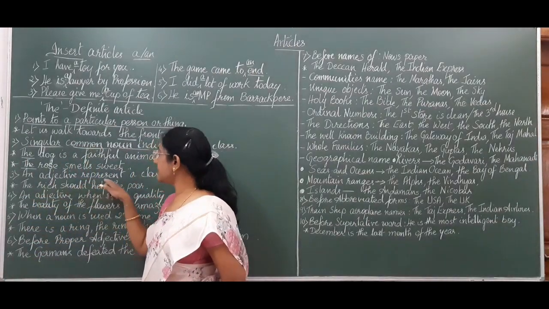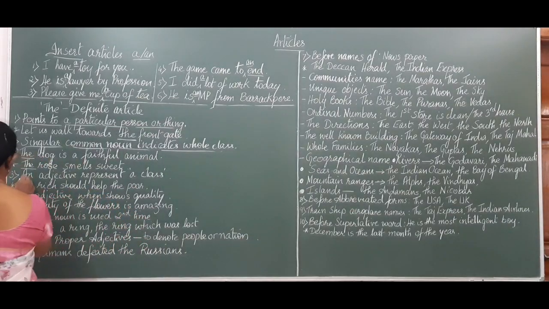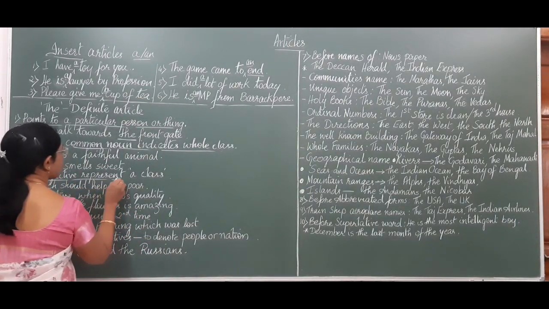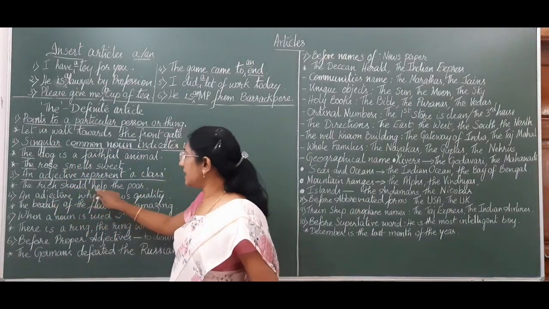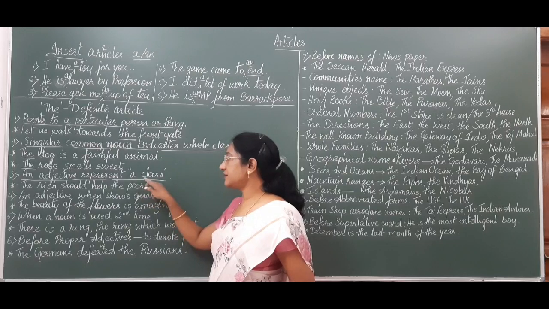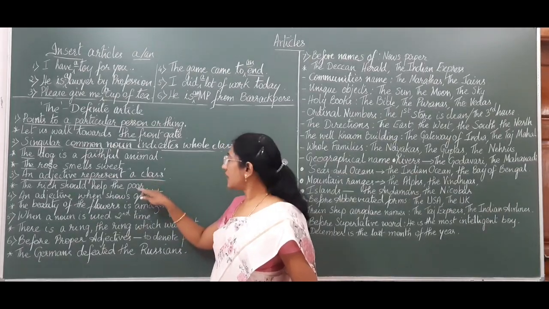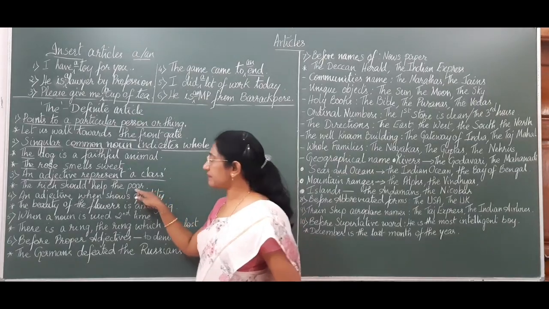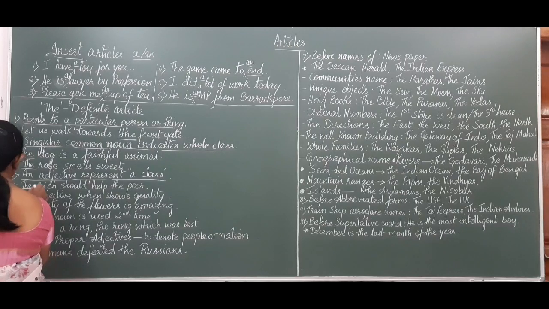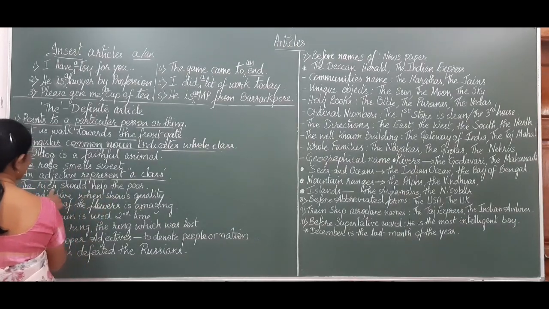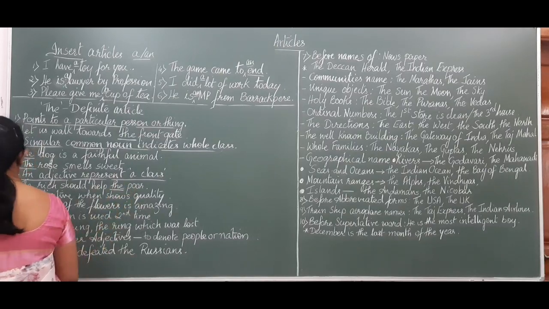When an adjective represents a whole class. Well, the rich should help the poor. So it refers to the whole class of rich people and the whole class of poor people, and it is a particular reference. So we use the definite article the with rich and the poor.